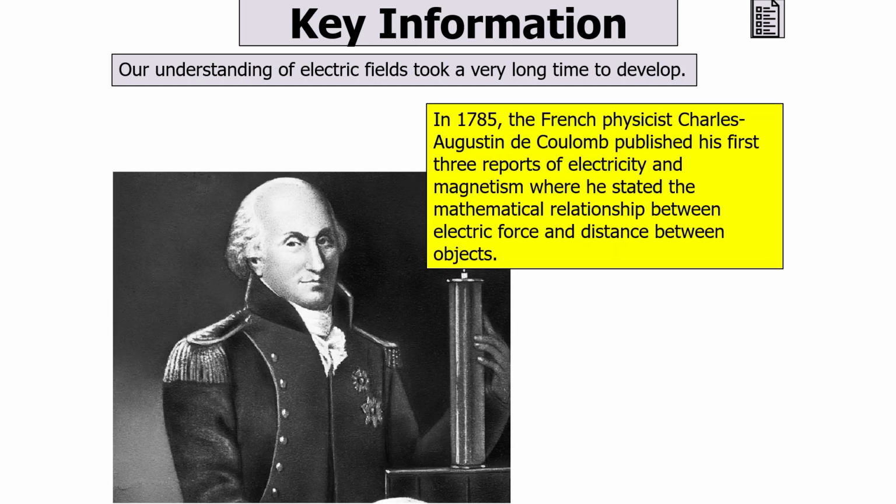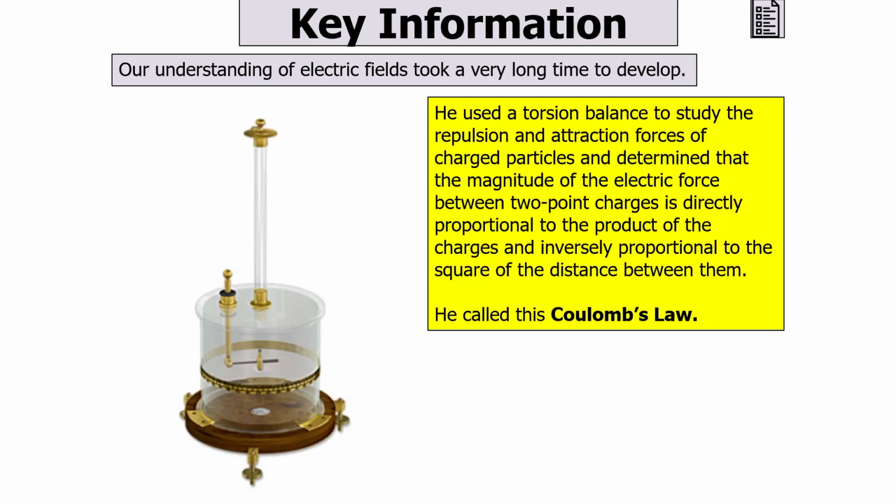In 1785, the French physicist Charles-Augustin de Coulomb published his first three reports of electricity and magnetism, where he stated the mathematical relationship between the electric force and the distance between objects. He used a torsion balance to study the repulsion and attraction forces of charged particles and determined that the magnitude of the electrical force between two point charges is directly proportional to the product of the charges and inversely proportional to the square of the distance between them, and he called this Coulomb's law.